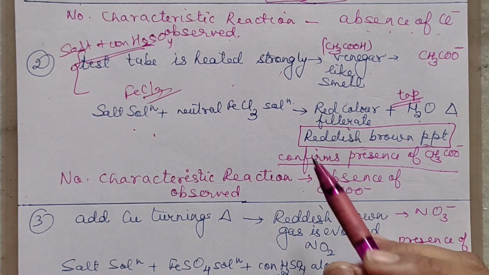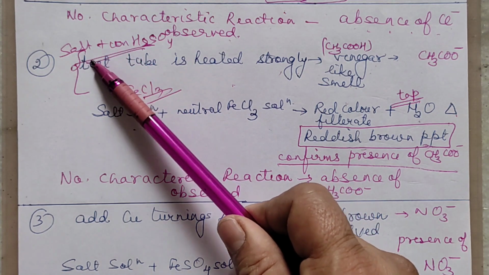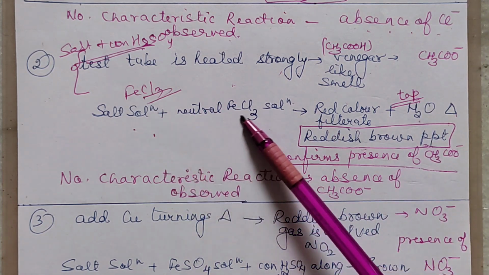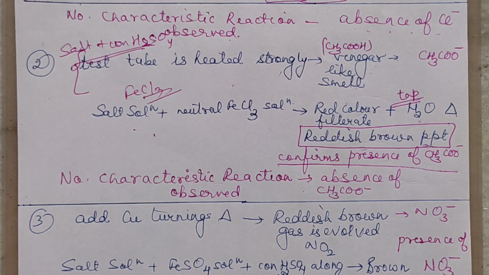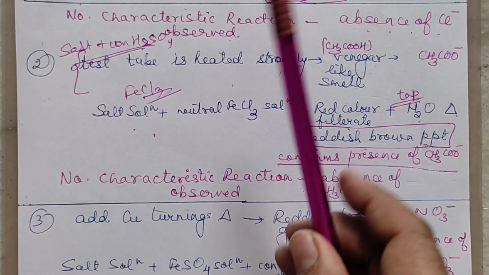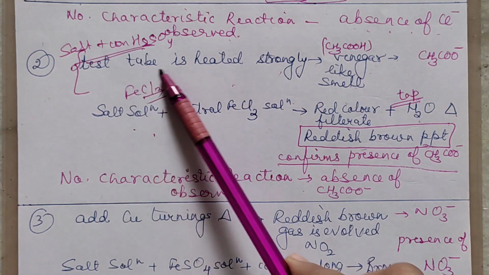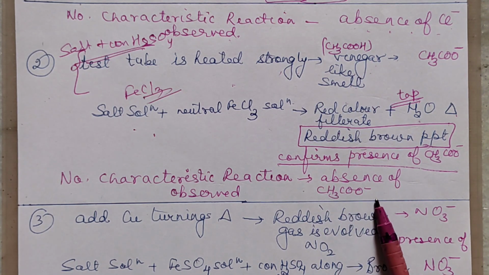So if it is acetate ion, you will write down no characteristic reaction for chloride. Then the same test tube you will heat, vinegar like smell will be there, you will say acetate is present. Then you have to perform this test to confirm it. If suppose you do not get this also, you will write salt plus sulfuric acid, no reaction observed, absence of chloride. You have to heat the test tube, no vinegar like smell, absence of acetate. That means if it is not chloride and not acetate, you have to write down the absence test also.